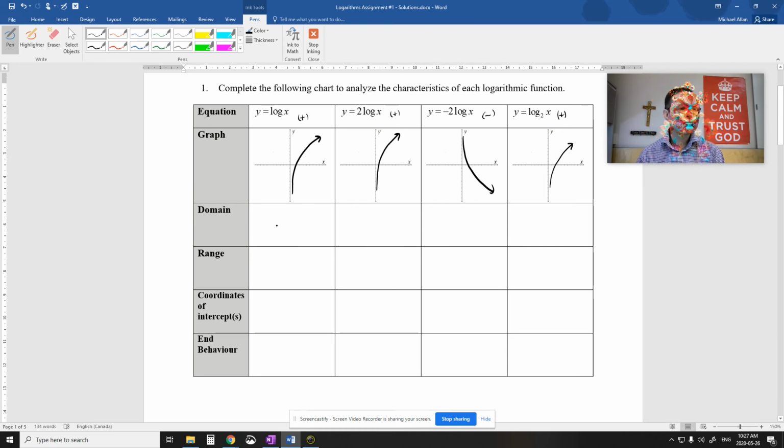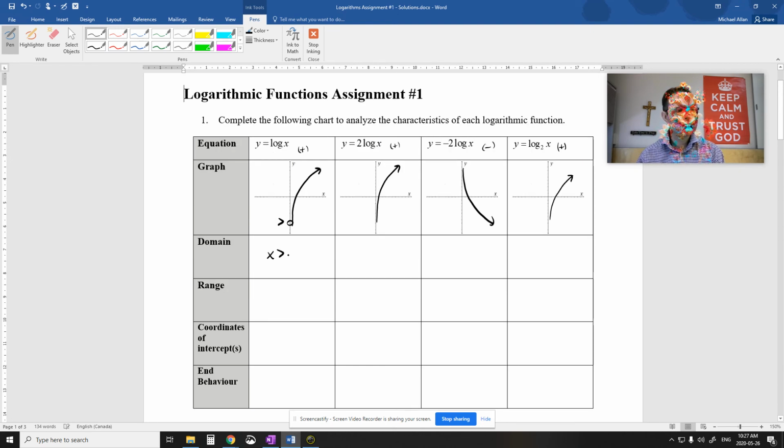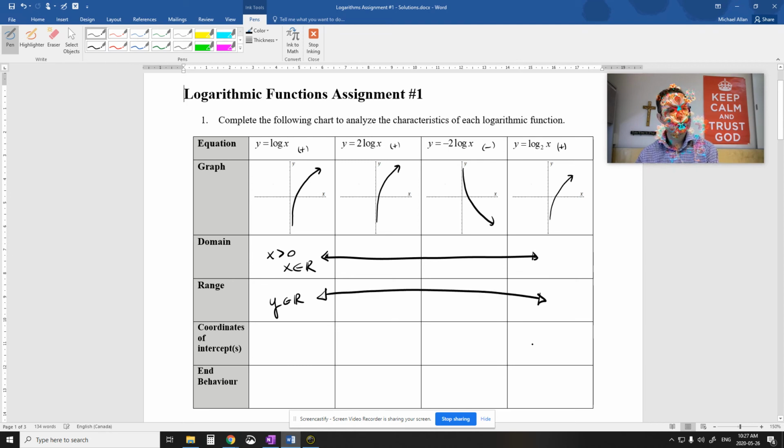The domain for all of these is the same because that's just the way this course is. It's going to be x greater than 0, x ∈ R. Let me just get rid of this here first. All of these, all the way across, are going to be the same. Our range is going to be the same for all of these as well, because that's just the way this course is. Going all the way there.